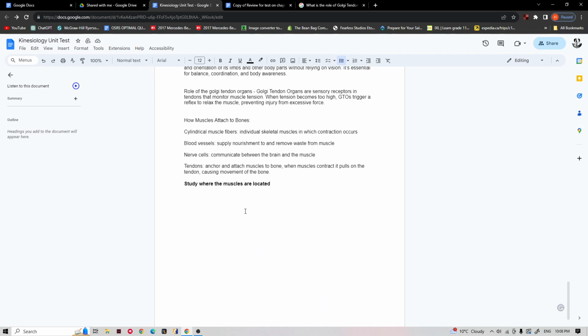How muscles attach to bones. Cylindrical muscle fibers: individual skeletal muscle cells in which contraction occurs. Blood vessels supply nourishment and remove waste from the muscle. Nerve cells communicate between the brain and the muscle. Tendons anchor and attach muscle to bone. When a muscle contracts, it pulls on the tendon, causing movement in the bone.